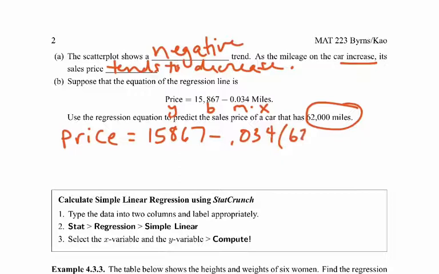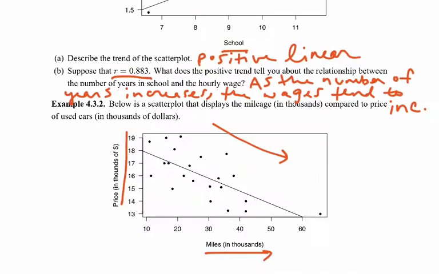0.034 times 62,000. If I put that into my calculator, I'm getting about $13,759. And if you go back to our graph, that means that somewhere up in this ballpark, around 62,000, we would have a car value that's worth a little over 13,000.